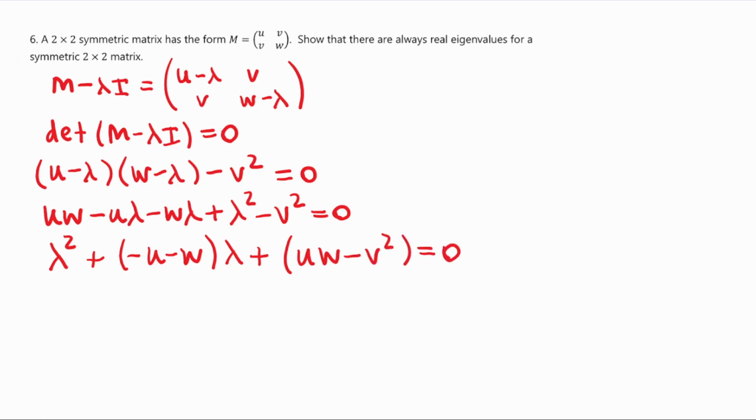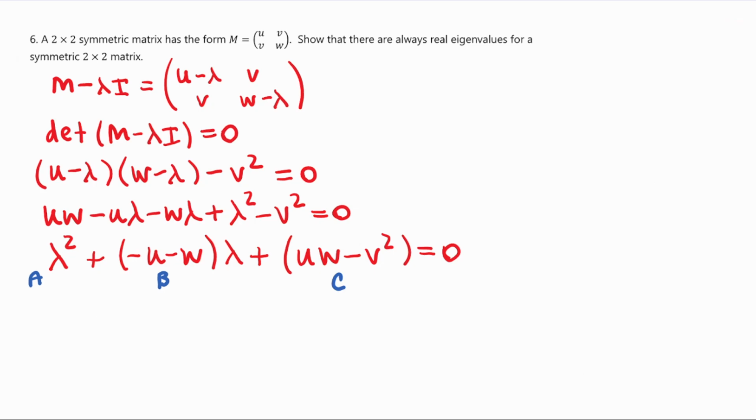It's like, oh man, I don't know about this. But if we look at this, it's going to shake out. We know that what determines if a quadratic equation has solutions or not is the discriminant. So if we're thinking of a as 1, b as negative u minus w, and c as uw minus v squared, if b squared minus 4ac is greater than 0, then we'll always have real solutions to that equation, and therefore we'll have real eigenvalues. And I don't see it right now, but I can see that it's going to happen.